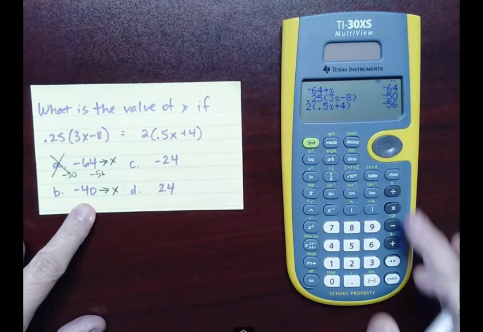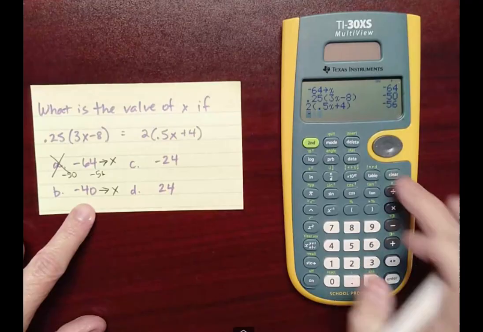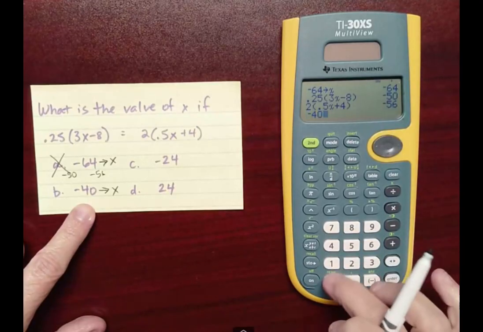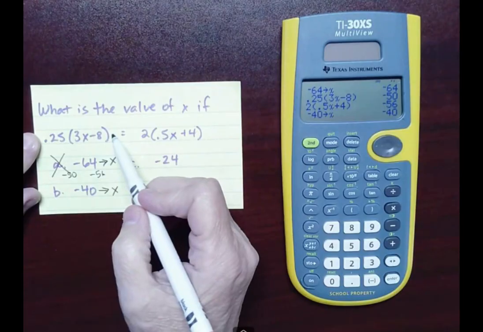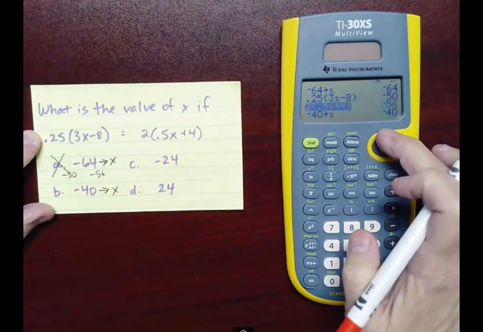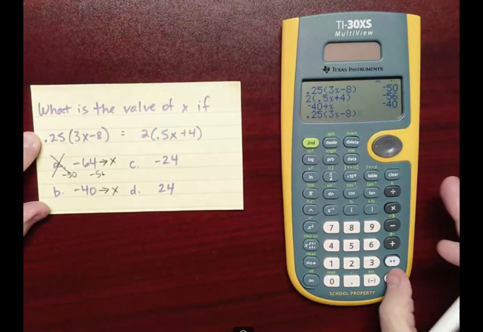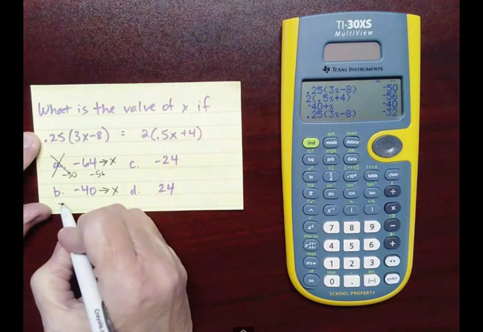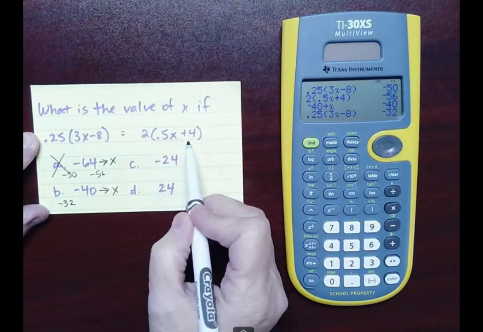-40, store x, enter. I want to type in this side. It's kind of long. I don't want to have to type it again. I'm going to scroll up and hit enter to copy and paste it. Hit enter again, gives me -32. Now I'm going to type it in the other side.